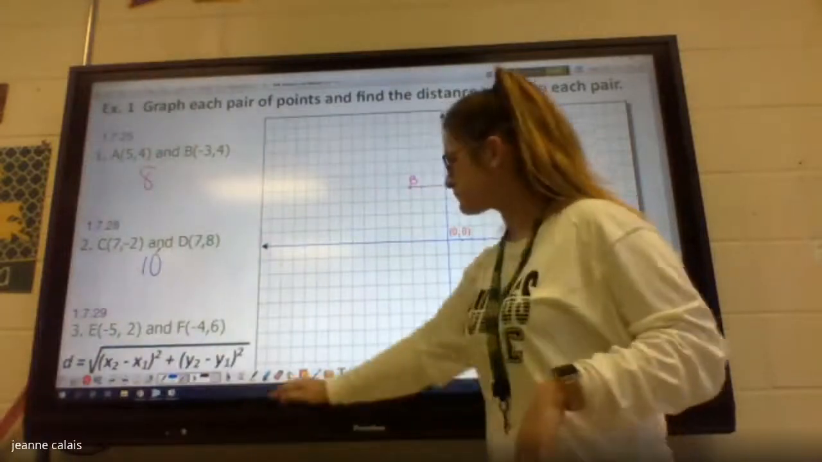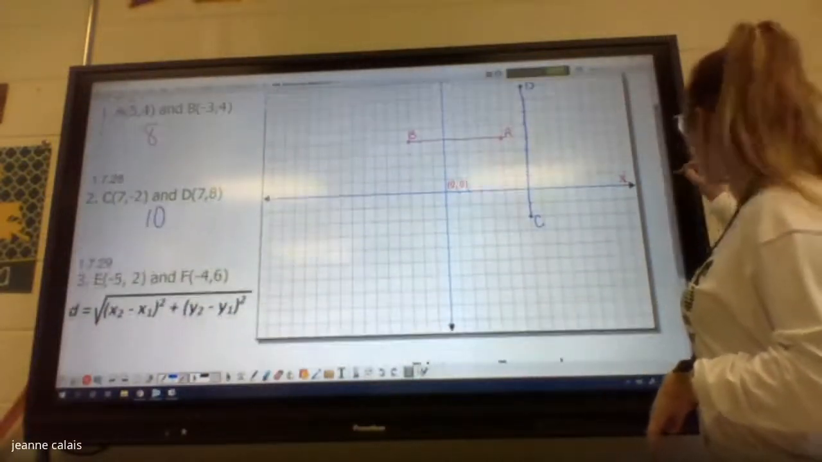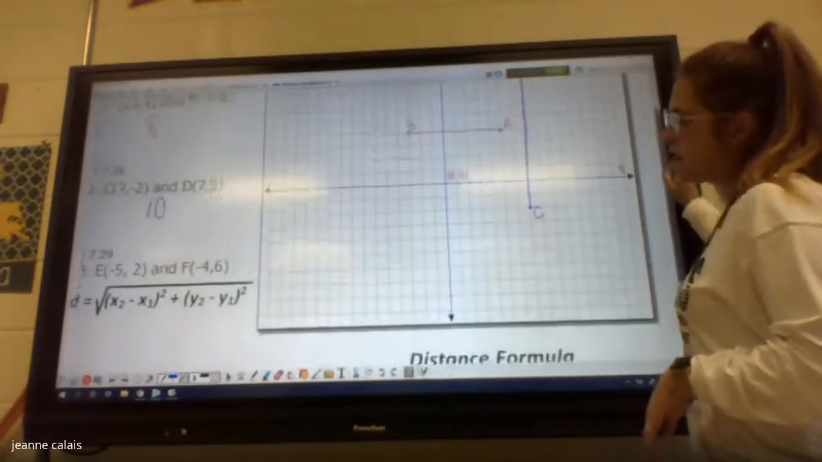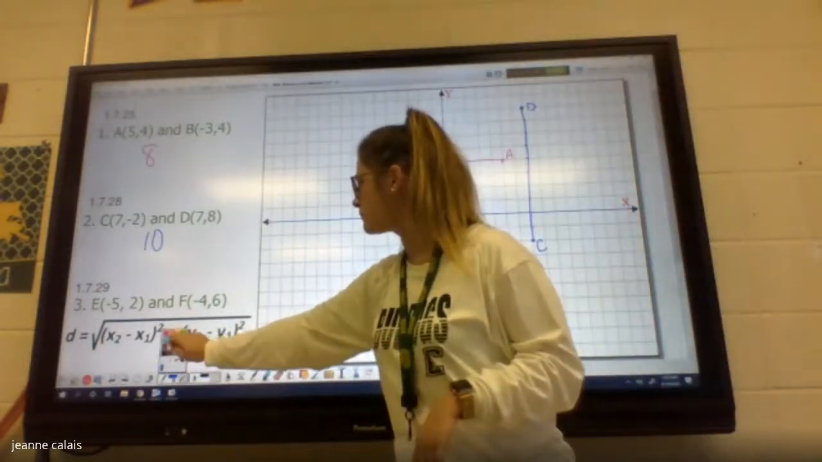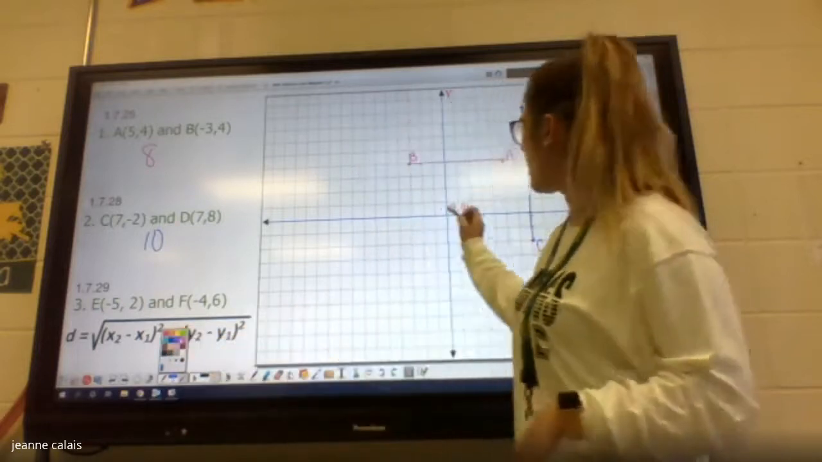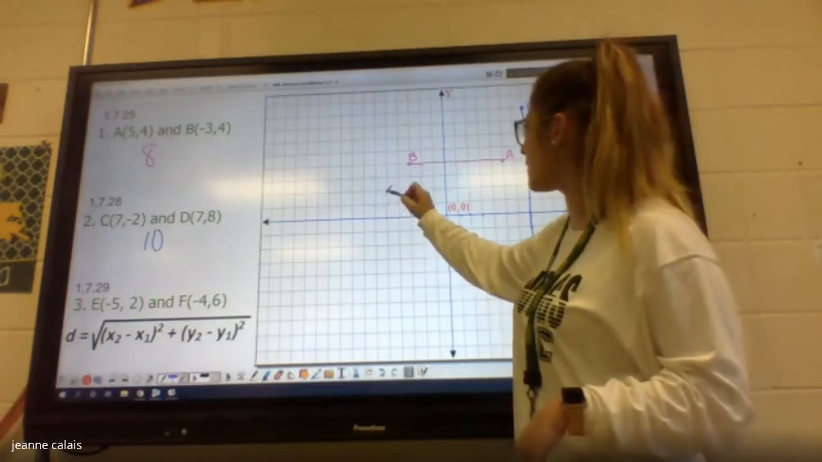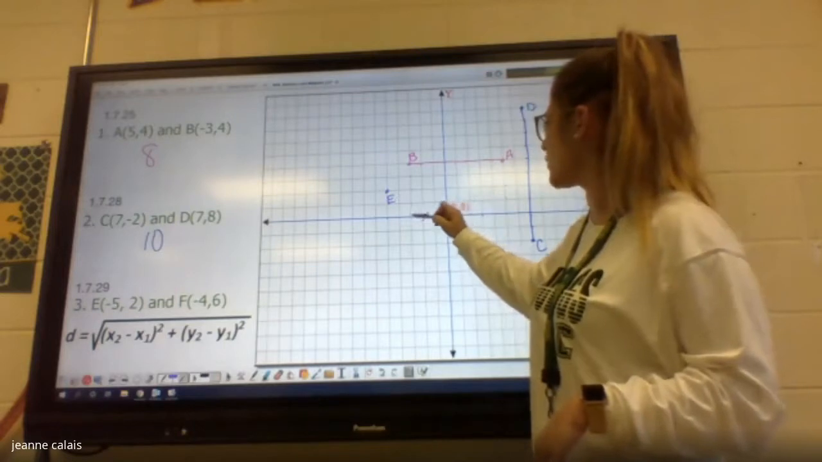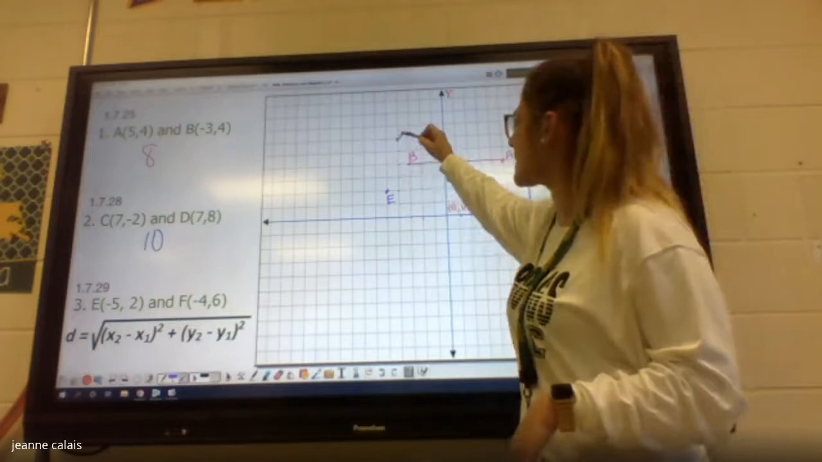All right. And then we have example 3. Okay. So I'm going to go ahead and plot. I didn't use purple yet. 1, 2, 3, 4, 5 to the left, 1, 2 up. And then F is 1, 2, 3, 4, and 1, 2, 3, 4, 5, 6.